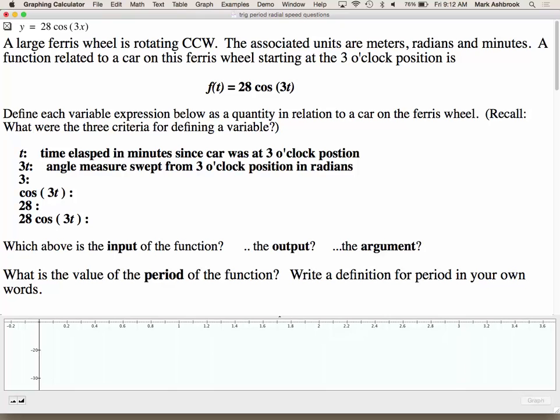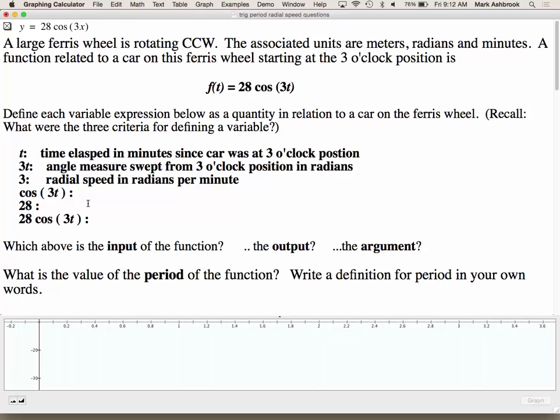Nice. So this is the radial speed in radians per minute. That's how many radians the wheel turns every minute, because then 3t is the total angle measure in radians, and you multiply that by minutes. Okay, cosine 3t.